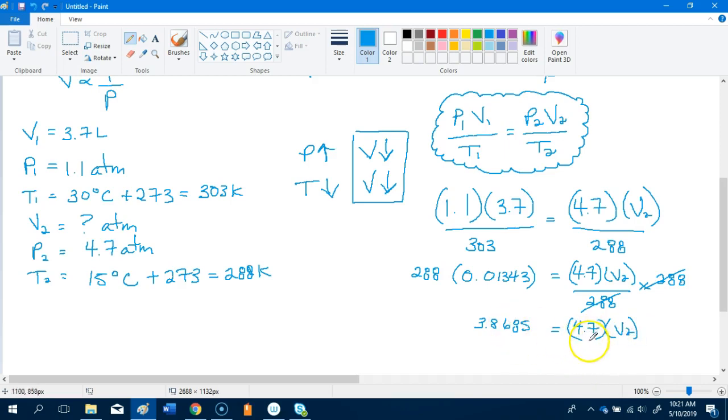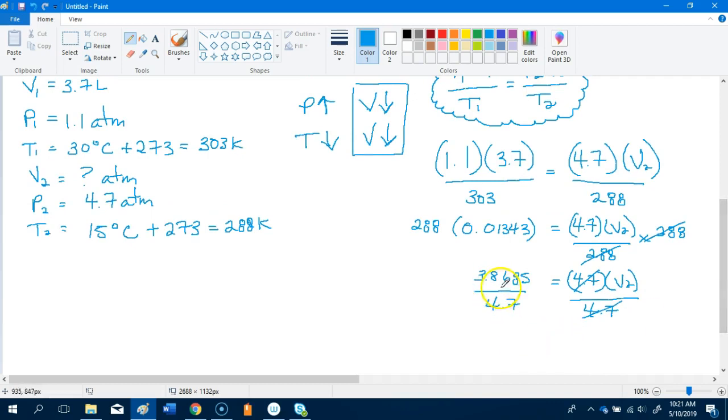Now I'm going to bring the 4.7 to the other side by doing the opposite operation. I'm multiplying here, so the opposite is dividing by 4.7. That cancels it out, leaving my volume, but whatever I do on one side I also have to do on the other. 3.8685 divided by 4.7 gives me 0.823 liters, which is equal to my final volume.